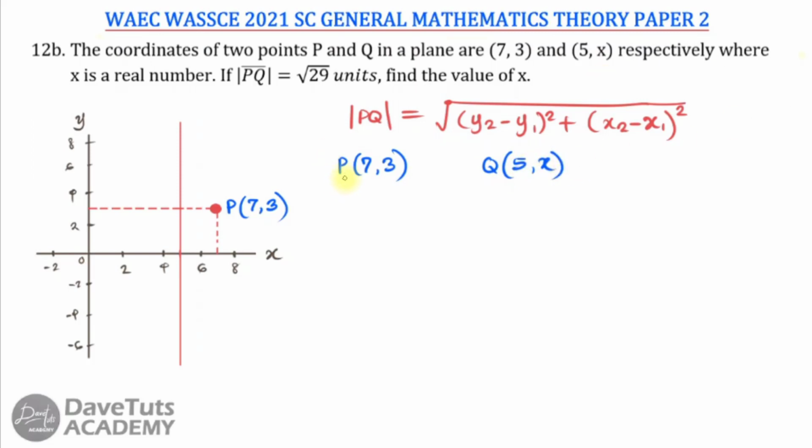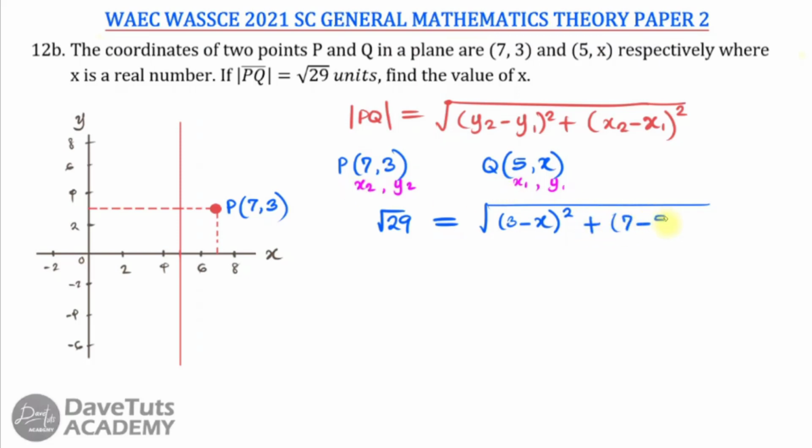If we want to be consistent, I will take Q as the first point, if we are moving in the positive direction. So Q is x1 and y1: y1 is x, x1 is 5, then for P, x2 is 7 and y2 is 3. If you want to use this formula here, you need to recollect that you have been given the magnitude of that distance to be square root of 29. So we have root 29 equal to the square root of y2 minus y1, which is 3 minus x, squared, plus x2 minus x1, which is 7 minus 5, squared.